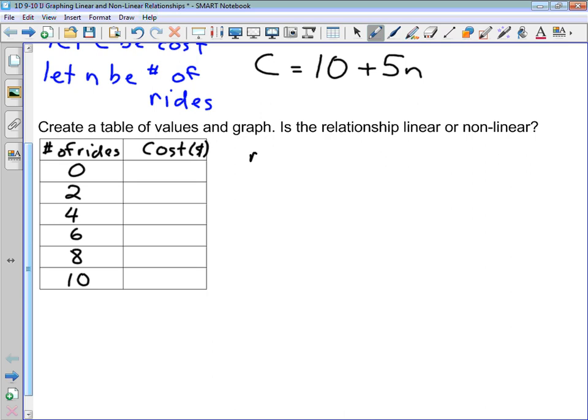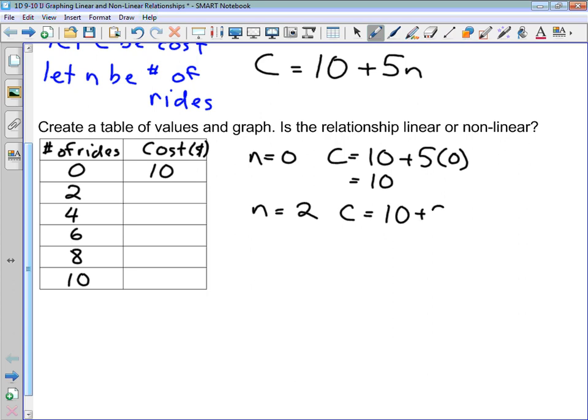So for our first one, N equals 0, our cost is going to be 10 plus 5 times, well, let's just sub in our value of N. 5 times 0 is 0, so our cost is just going to be 10. And that makes sense. We'll pay the $10 admission and nothing else because we haven't gone on any rides. Next value of N is N equals 2. All right, let's sub that into our equation. 10 plus 5 times 2. Let's see. Do the multiplication first to get 10 plus 10. So our cost is going to be 20.